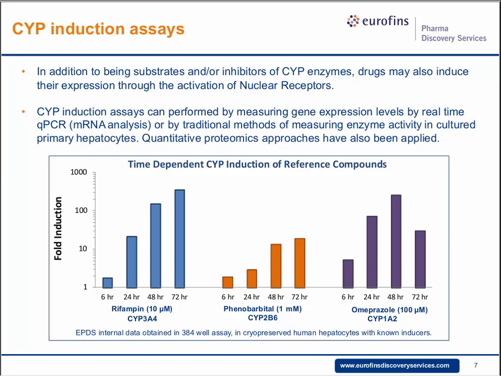This slide shows some in vitro results generated internally in our lab in our high throughput 384 well CYP induction assay. This assay is performed with human cryopreserved hepatocytes and using messenger RNA levels to quantify fold induction of the CYP enzymes. The data shown here shows the increase in fold induction observable over time for the major inducible CYPs 3A4, 2B6, and 1A2 with the known inducers rifampin, phenobarbital, and omeprazole, respectively.